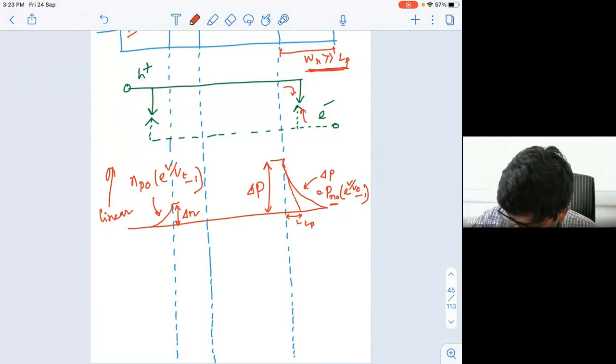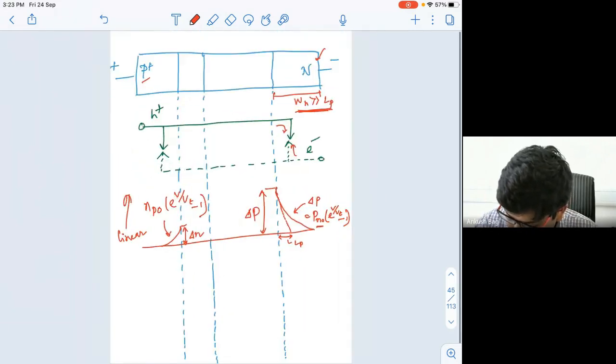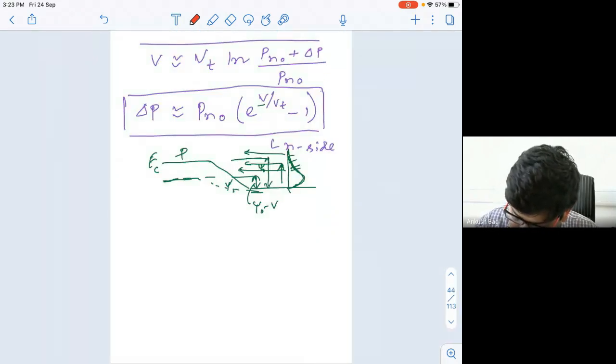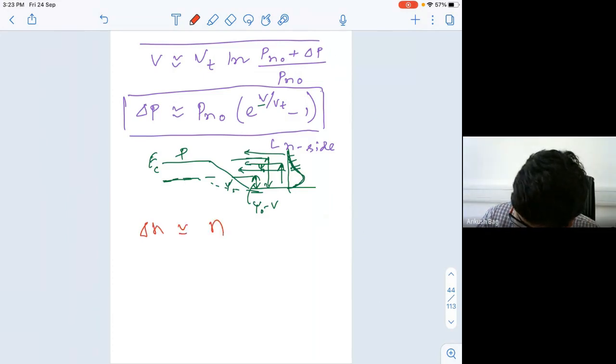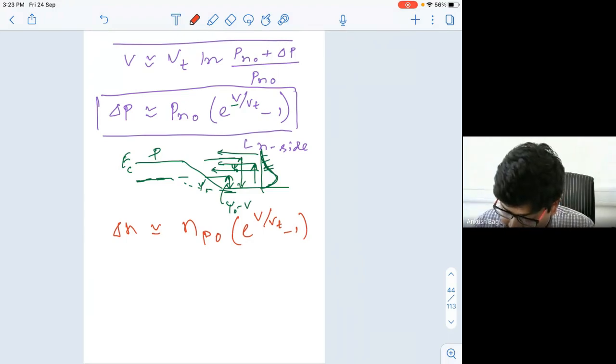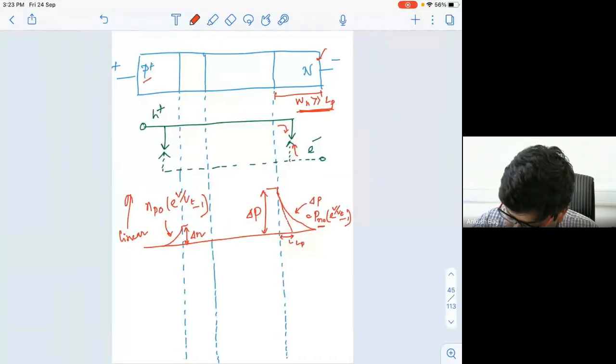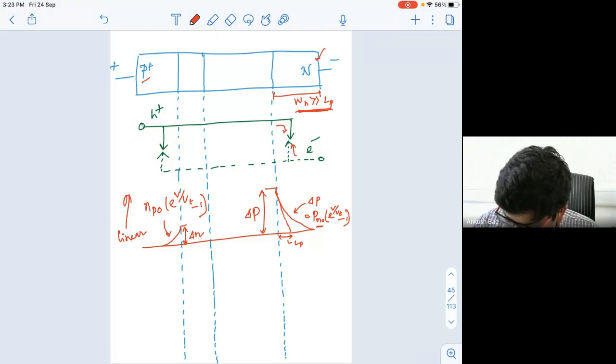See this term. From this previous equation, we got this. So this is the term. And similarly here we can write del N is Np naught times e to the power V by Vt minus 1. Right? So now, what is this Pn naught? Because this Pn naught is the minority carrier in the N side.